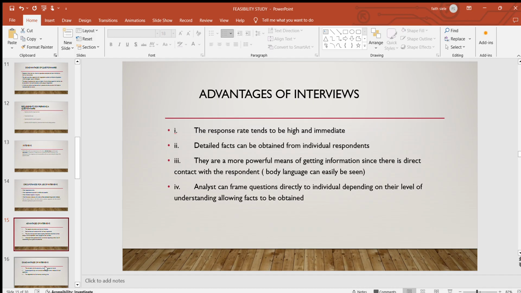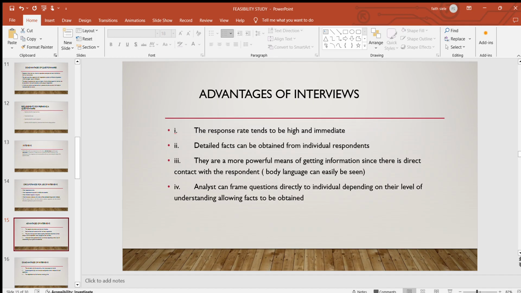Then also lastly, about advantages of interviews, the analyst can frame questions directly to the individual depending on their level of understanding, and also allowing facts to be obtained. Then it also enables direct interaction with respondents, increasing understanding and even trust.